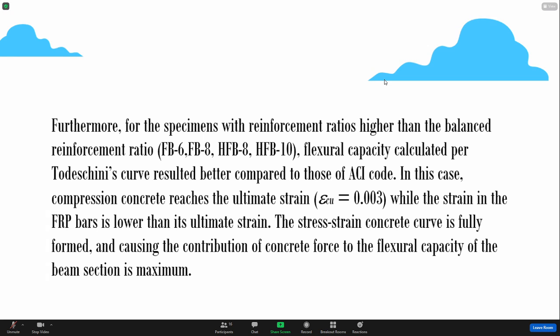In this case, the compression concrete reached the ultimate strain epsilon cu equal to 0.003, while the strain in the FRP bars is lower than its ultimate strain. The stress-strain concrete curve is fully formed, causing the contribution of the concrete force to the flexural capacity of the beam section to be maximum.